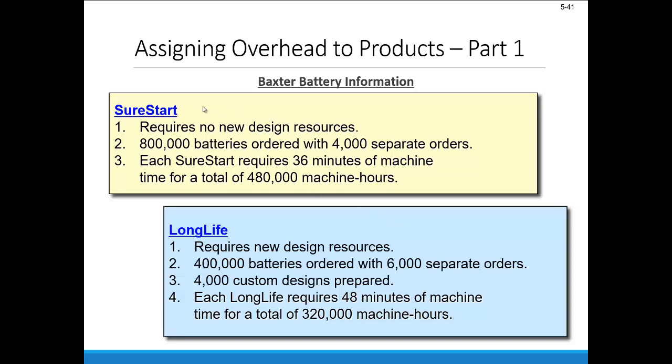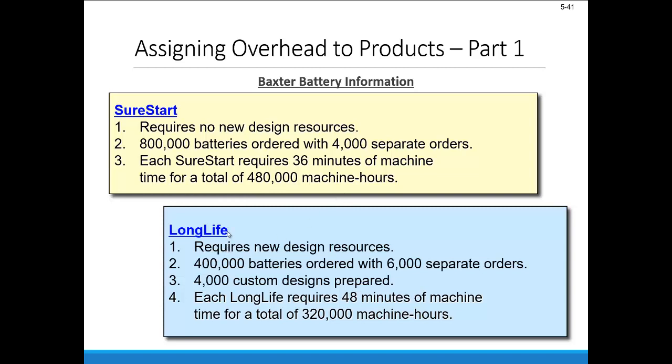Let's say for their Sure Start, the standard model battery they had, that it required no new design resources this year. 800,000 of those things were ordered with 4,000 separate orders from customers. Each one takes 36 minutes of machine time for a total of 480,000 machine hours.